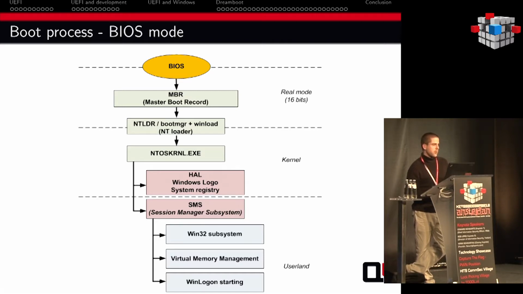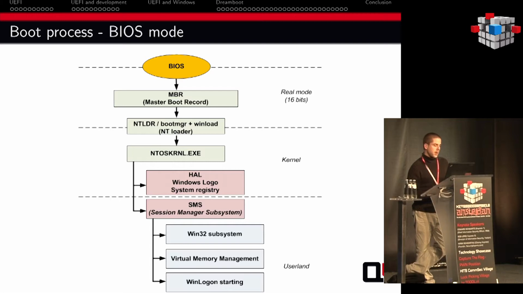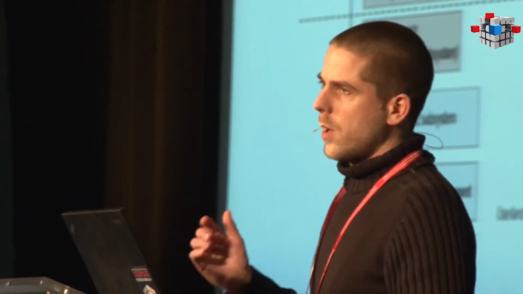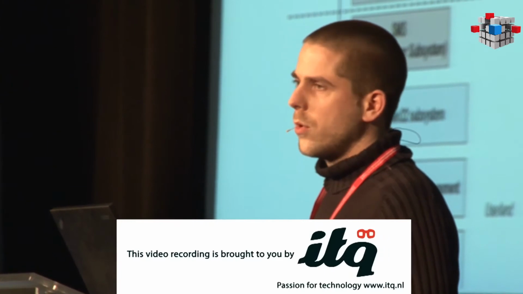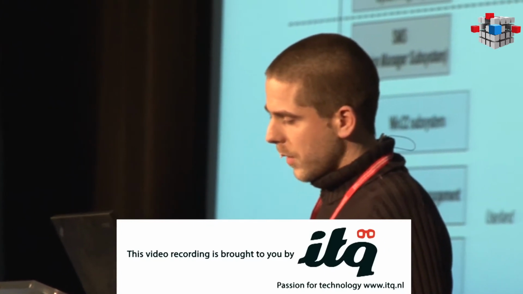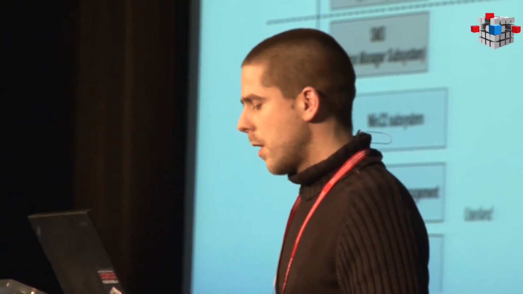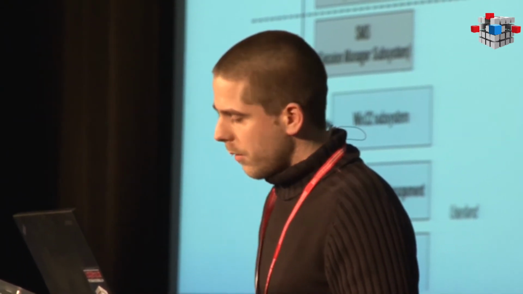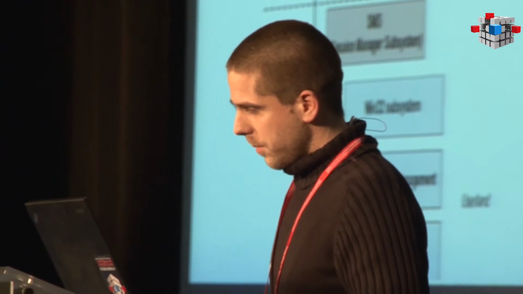The master boot record next loads the NT loader, or since Vista and 7, the bootmgr and winload binary are used to load the NTOS kernel image in memory. Next, it's a traditional kernel initialization with a hardware abstraction layer, Windows logo, system registry, memory management, and so on. And next, the userland environment is ready.